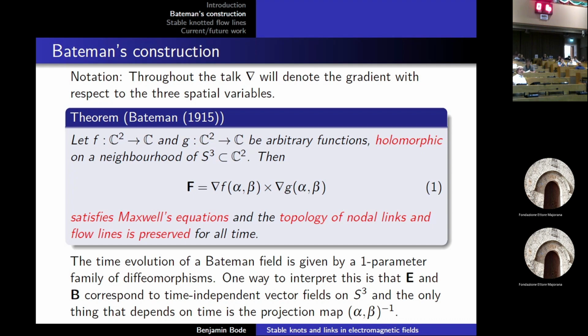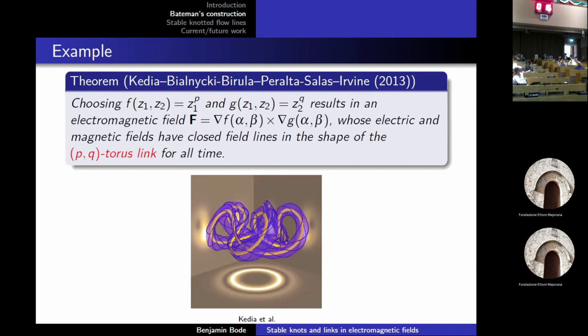Another way to interpret this is, instead of looking at time-dependent fields on R3, you have 2 vector fields, which I also call E and B, which do not depend on time, and which are vector fields on the 3 sphere instead of R3. So these do not depend on time. The only thing that changes with time is how you project these vector fields from S3 to R3. And well, both interpretations explain why the topology of the fields does not change with time. So this has been used in the past to find electromagnetic fields with knotted flow lines. This is work by Kedia, Bialynicki-Birula, Peralta-Salas, and Irvine.